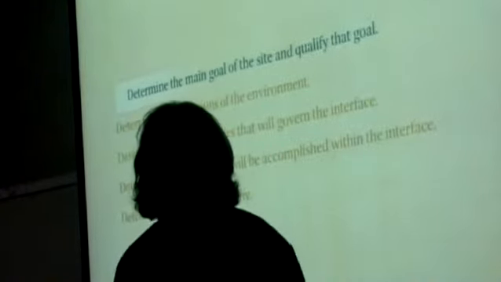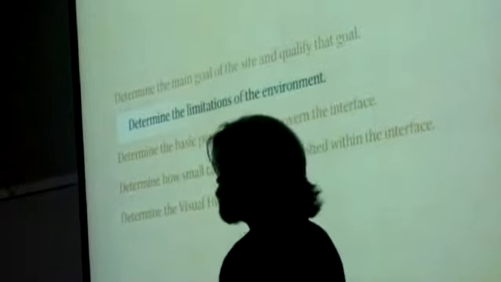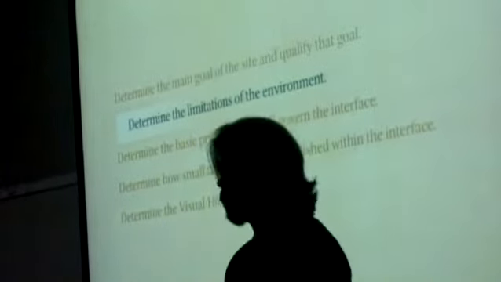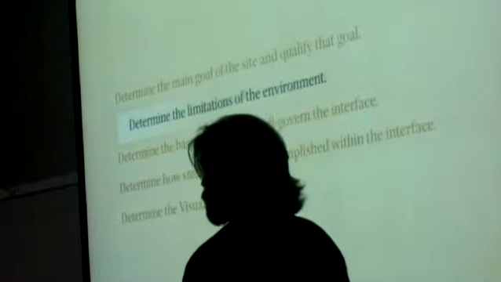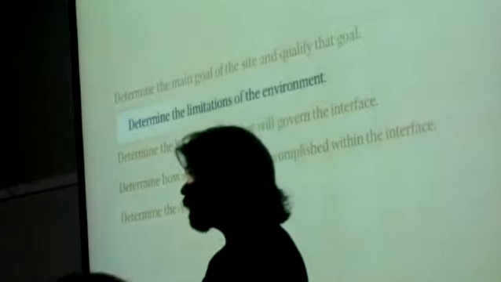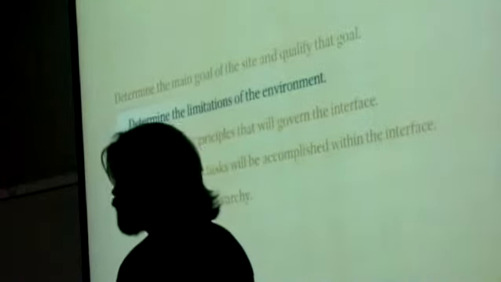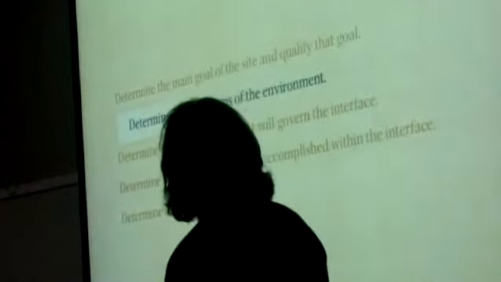Determine the limitations of the environment. I think these limitations break down into two things. One is the technical limitations, and two, the limitations that you are going to impose on your user, right? Because no matter what you do, you are going to impose some kind of limitations. They have to click through this to get here. You're hiding this kind of information from them. You have to think about it to some extent in that way.